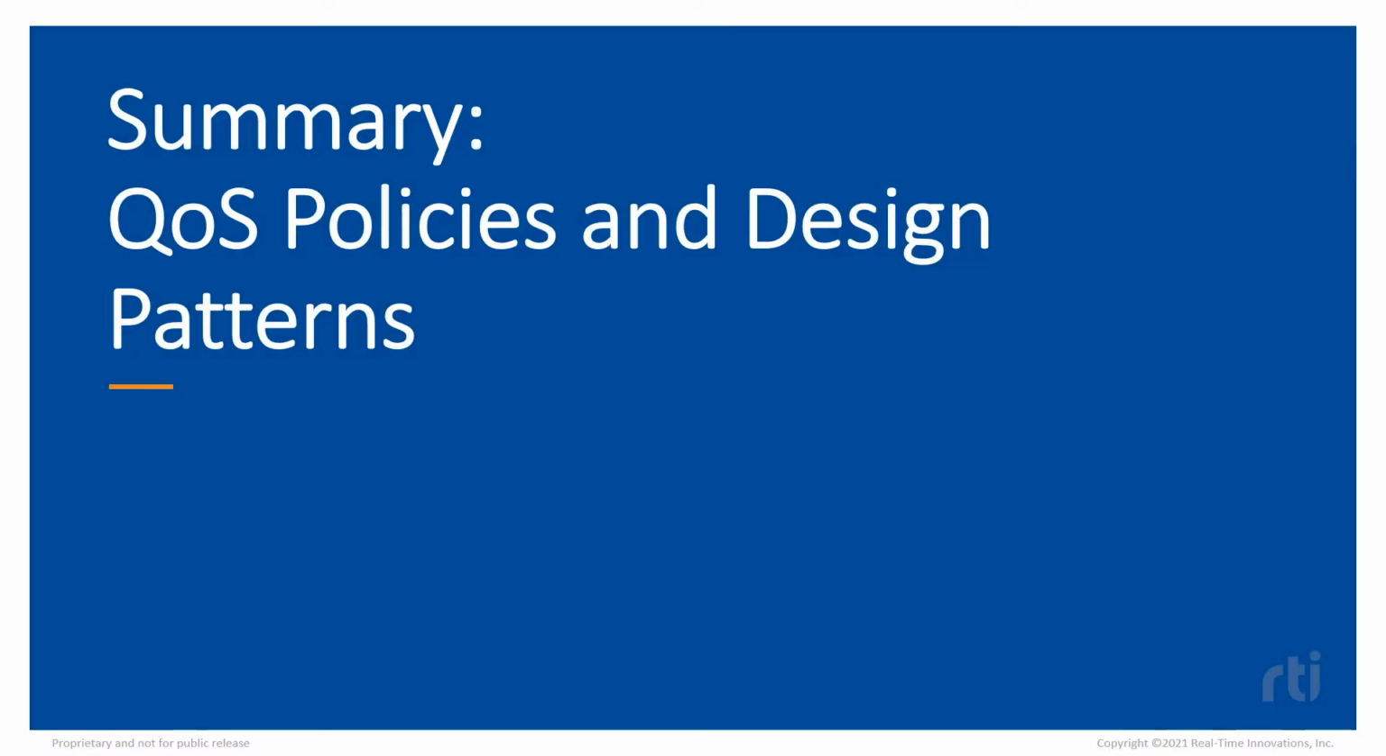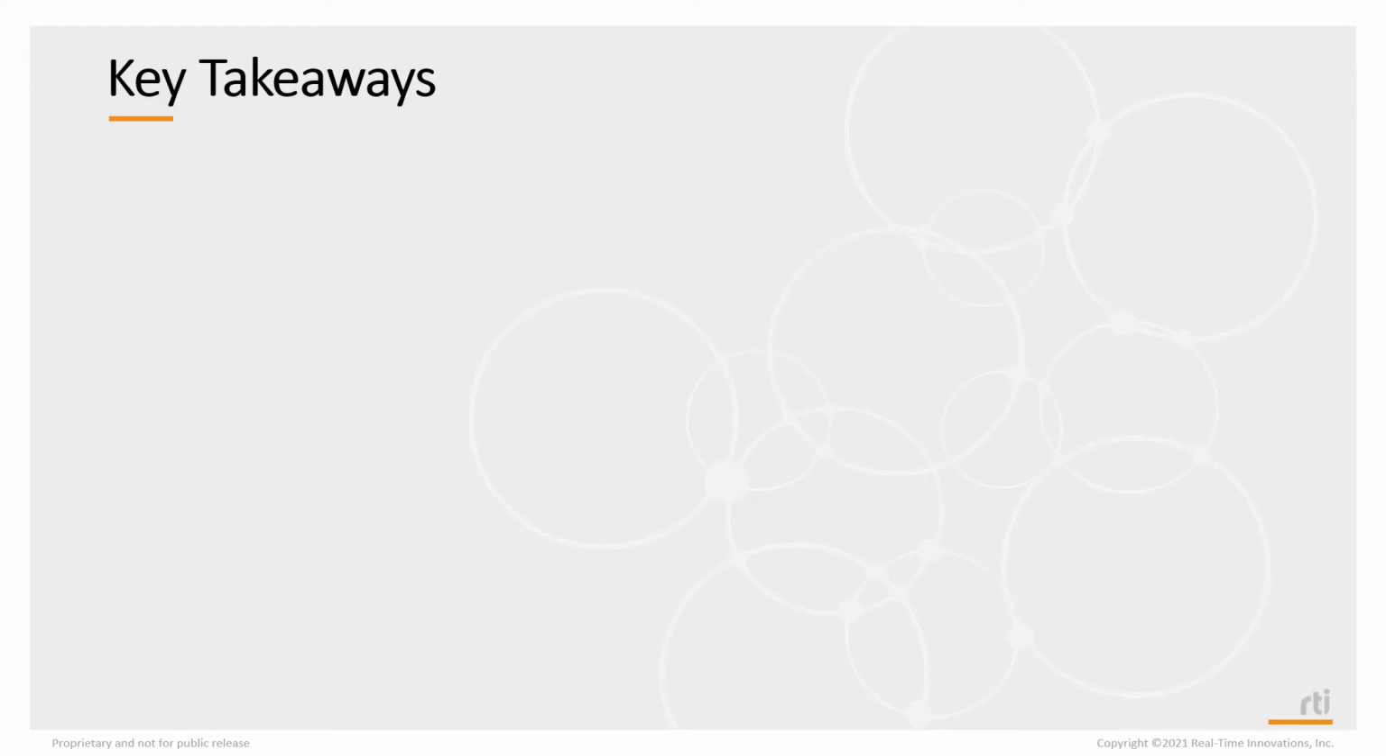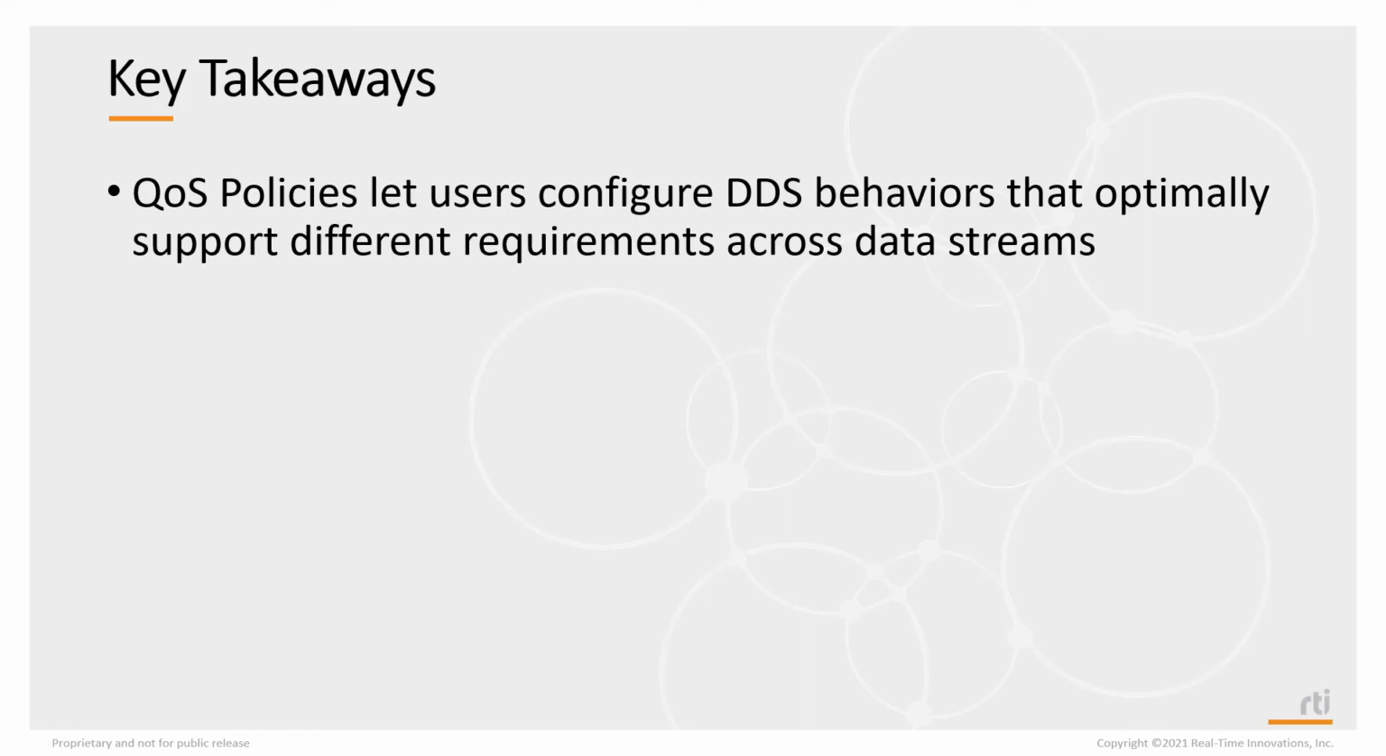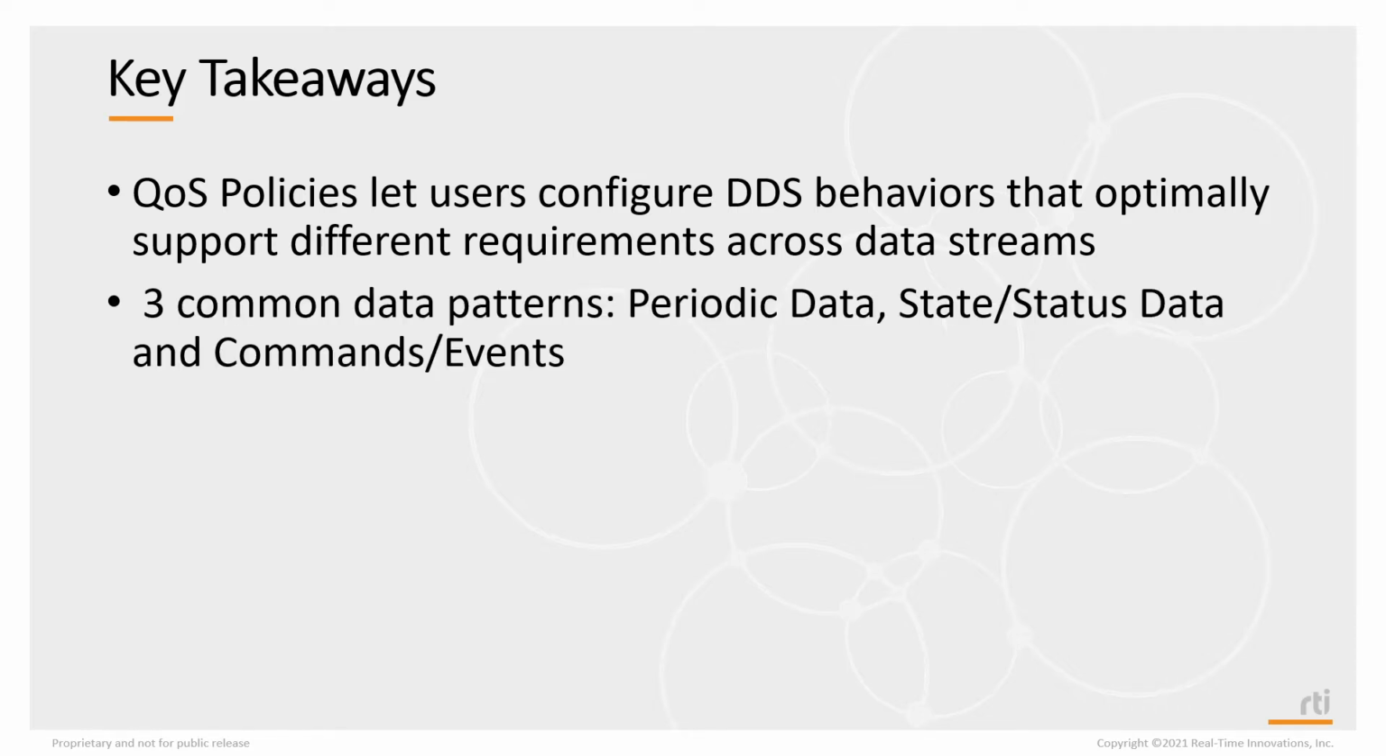Here's a summary of QoS, quality of service policies, and some design patterns that they apply to. So first, a key takeaway. QoS policies allow you to define or configure DDS behaviors that are required for different data streams. Okay, so not all data behave the same way in a system. Not all connections need to behave the same way in a system. So QoS policies allow you to configure different behaviors for different data streams.